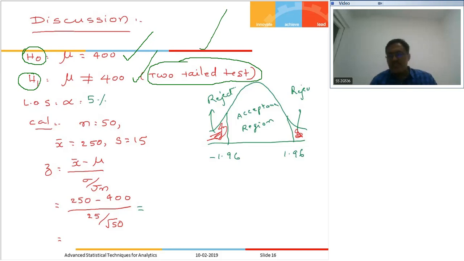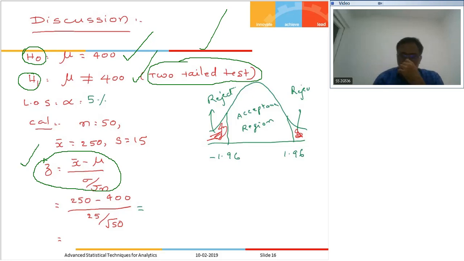And already we had the discussion. For this problem, what is the distribution we have to use? We have to use the Z distribution, where Z equals x bar minus mu over sigma by root n. That means we have to use the Z distribution. It is not the t distribution.